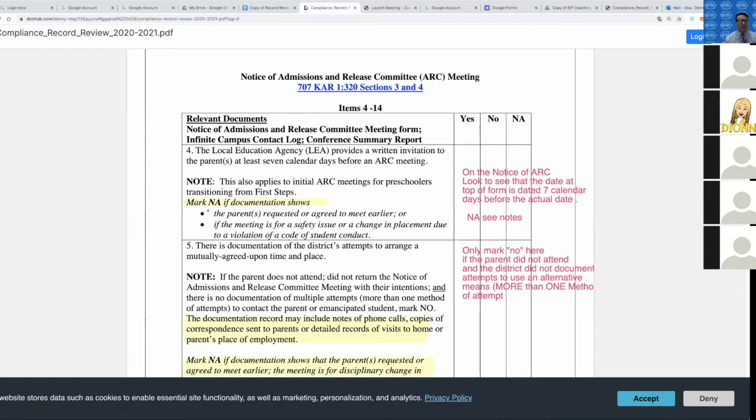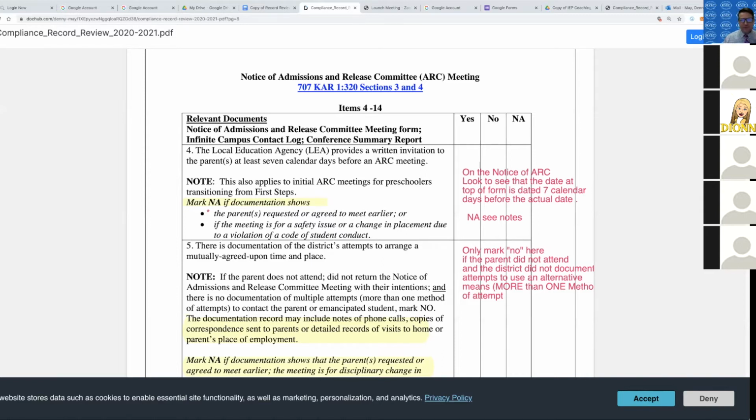And the record review document's pretty straightforward in that it says this also applies to initial ARC meetings for preschoolers transitioning from First Steps. Now, there are some exceptions. You would mark NA if the parent requested or agreed to meet earlier. So there's a little box on your conference summary, and it says the parent agreed to meet earlier or requested to meet earlier. And you mark that box, and then that gives you the ability to not be counted off here, and we don't have to see a 7 calendar day gap. We can allow you to go ahead and have that without any citation in regards to being compliant.